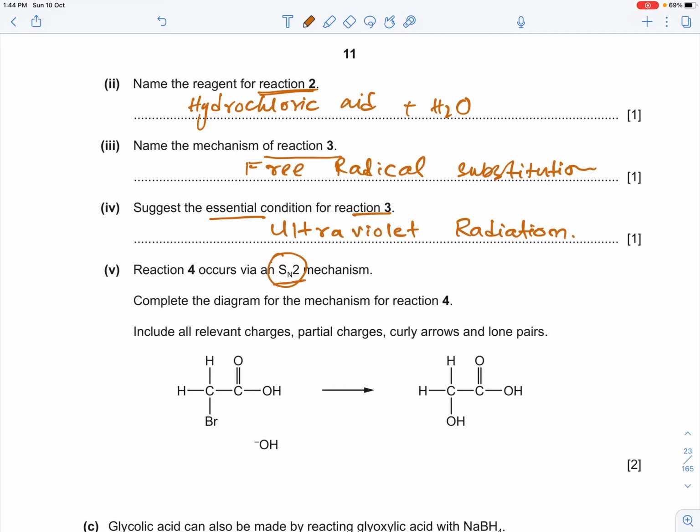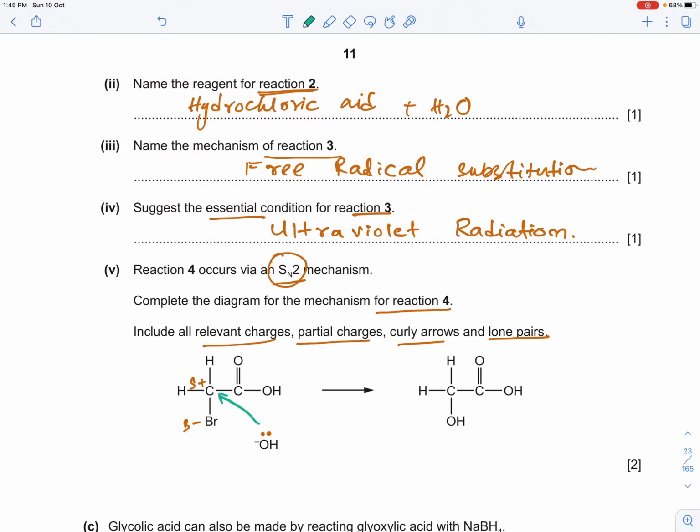Complete the diagram for the mechanism of reaction 4. Include all relevant charges, partial charges, curly arrows, and lone pairs. So we have to draw the mechanism here. The attacking nucleophile is the OH group. It attacks the partial positive carbon. So first we apply the charges on carbon and bromine. Carbon is partial positive and Br is partial negative. Oxygen has a lone pair available, the OH minus. So this is the attacking nucleophile, and it would attack the partial positive carbon.